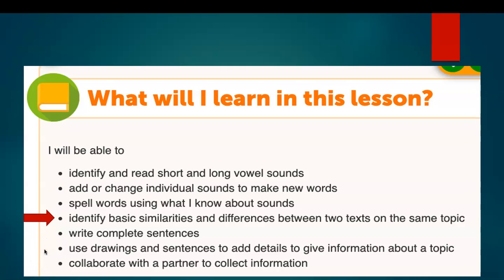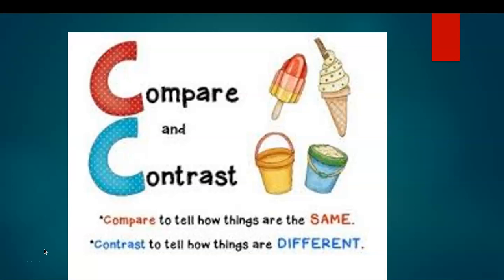All right, so let's take a look at something else we need to learn. So we're going to learn about similarities and differences. That's just fancy words for same and different. And we're going to use books to do that. Two different books. We're going to compare and contrast. Compare means how things are the same.